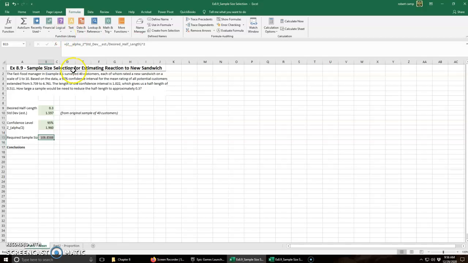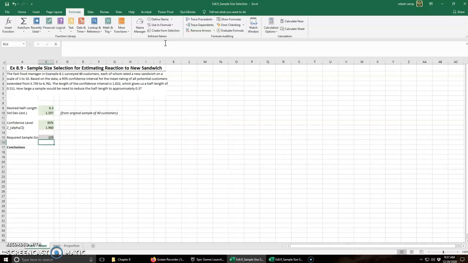Well, you can't have a remainder of a person, so we're going to go back in here and round this up to 0 decimal places because we want a whole number. So 109. A more accurate confidence interval will have a shorter half length, which in this case goes from 0.5 to 0.3. We're going to need to sample at least 109 customers.